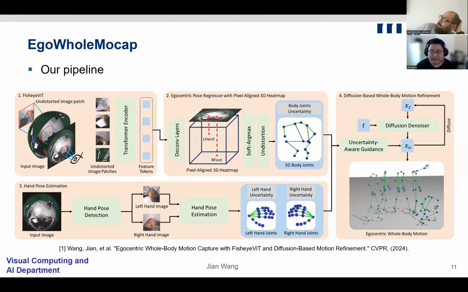Okay, but I mean, your method is orthogonal, no? For example, I can replace your diffusion denoiser by NVIDIA's one, right? Yes, so this is why I like this, because all of the methods, including the fisheye ViT, including the pixel-aligned 3D heat map, everything is orthogonal. It's modularized, so you can replace every module with anything else that you like. Of course, you can replace it with a physics-based refinement method here. Yeah, makes sense. That's why it's cool. I agree.